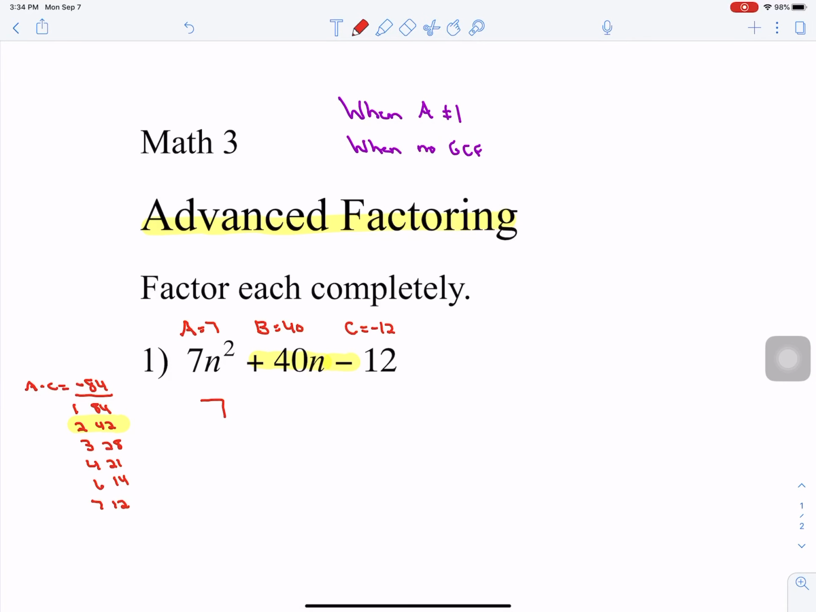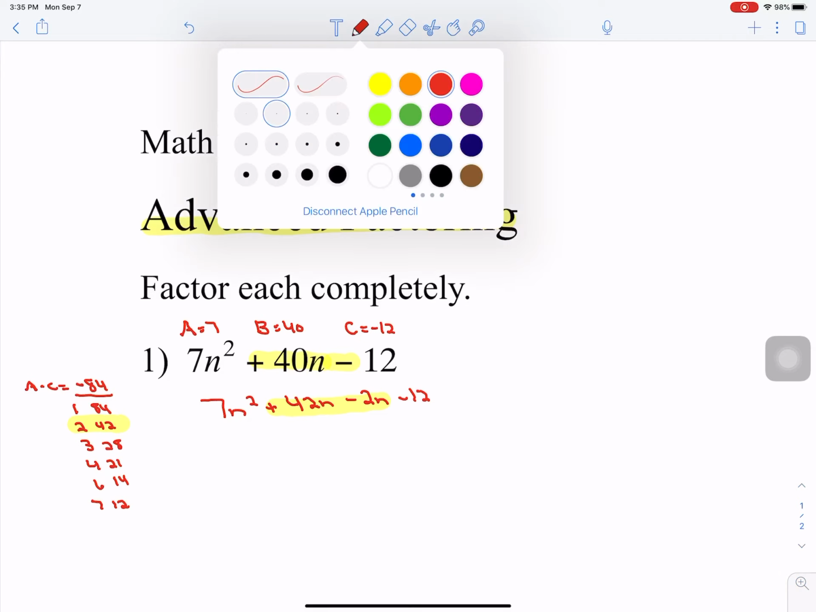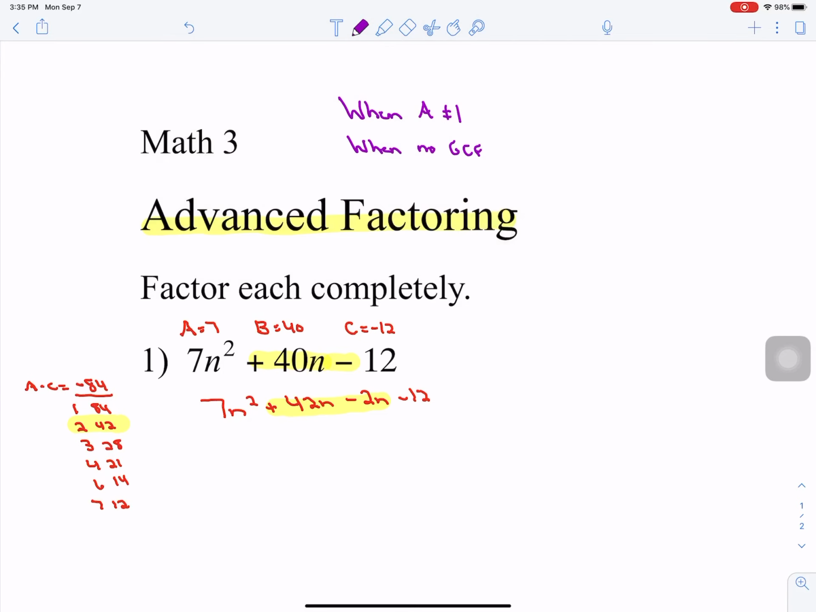So I'm going to put 7n squared plus 42n minus 2n minus 12. All I did was replace the 40 with these two terms. I did not change the problem at all. Now I'm going to group the first two in a set of parentheses, and I'm going to group the second two in a second set of parentheses.